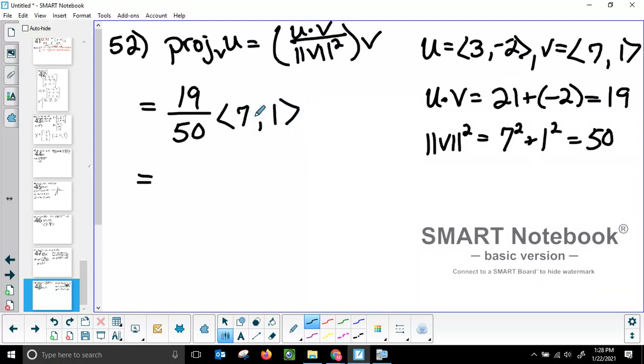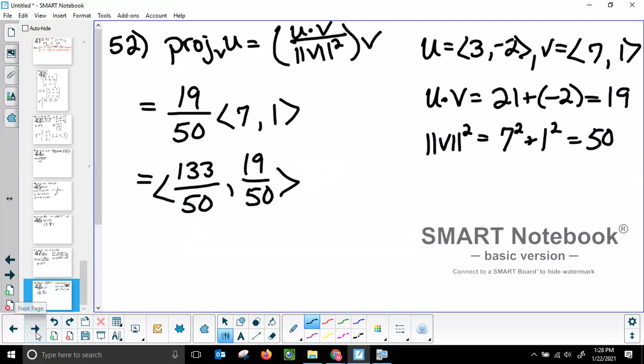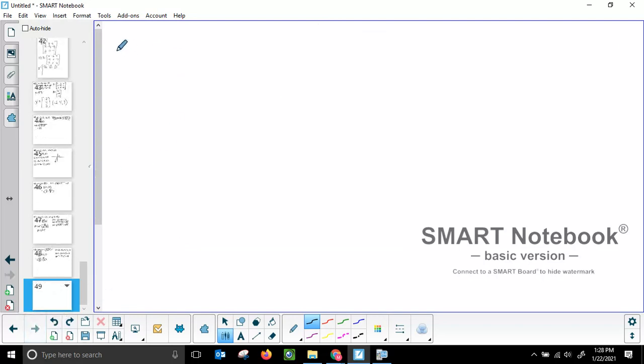All right, so 19 times 7 is 70 and 63, so that's 133 over 50. And 19 over 50 times 1 is simply 19 over 50. So there's our projection of U onto V. 50, there is no 53, so 54.